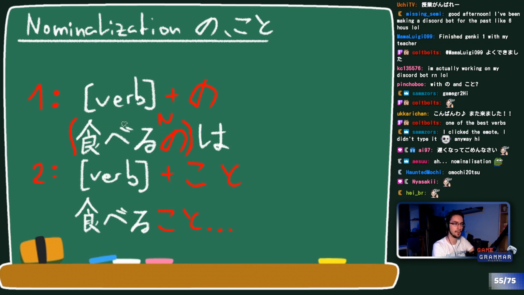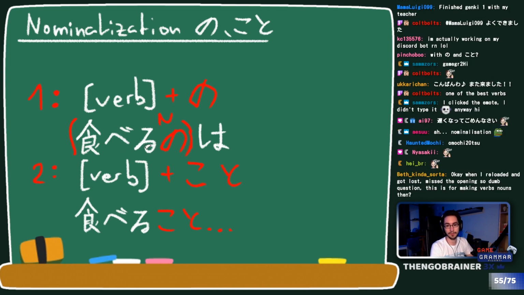Taberu no wa. Right? So this is pretty cool. We couldn't do that before. Taberu wa is always wrong. Taberu wa is ungrammatical. You can't just add wa to a verb. That doesn't work. You have to add it to a noun or a pronoun. But now this works like a noun, so we can do it now.